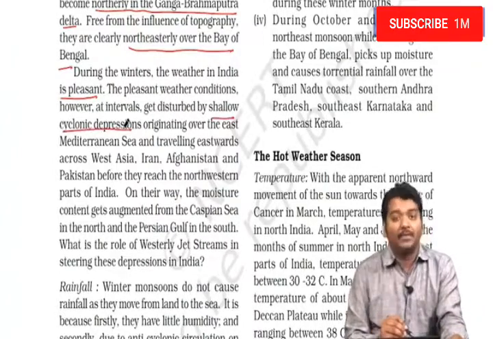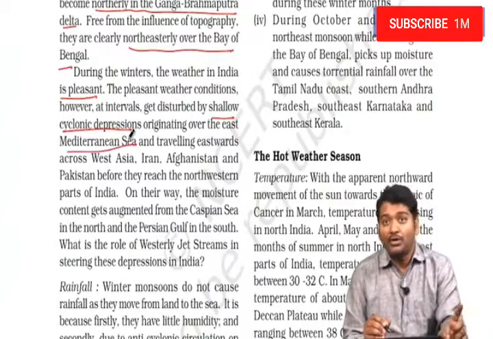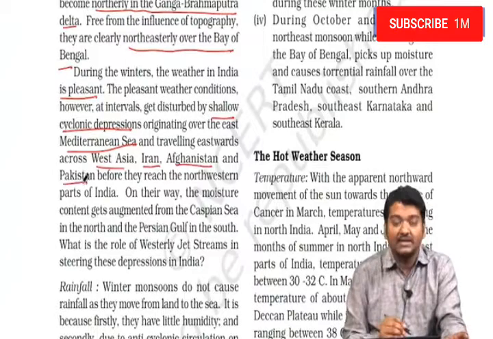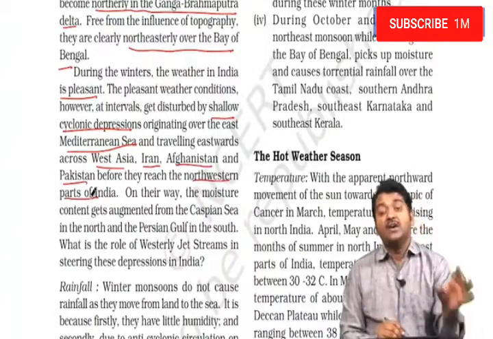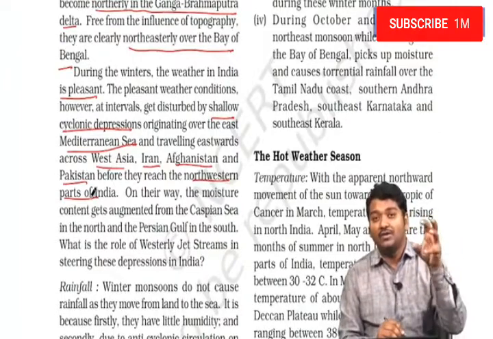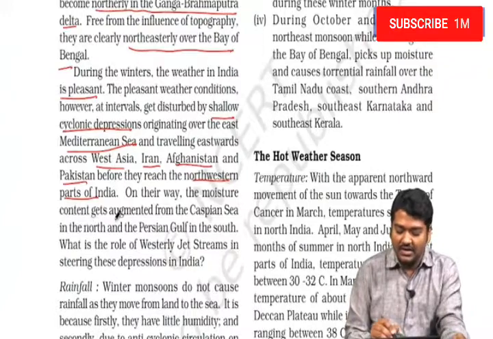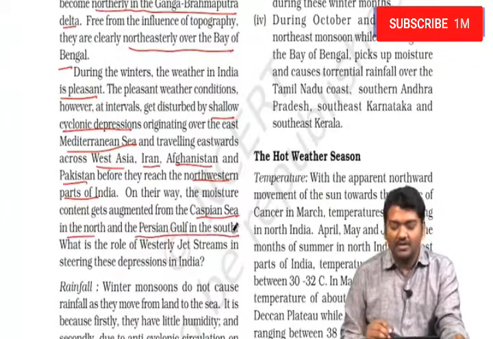shallow cyclonic depressions which originate in the Mediterranean Sea and are brought to India via West Asia, Iran, Afghanistan, Pakistan, and give rainfall in northwestern parts of India. Some sort of snowfall is also observed in the Himalayas. On their way, the moisture content gets augmented from the Caspian Sea in the north and the Persian Gulf in the south.